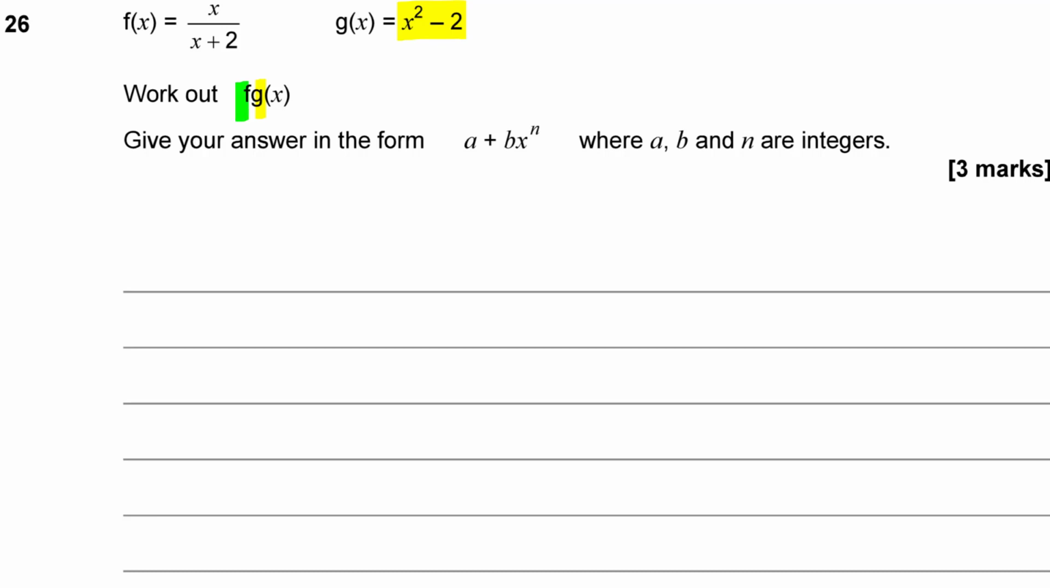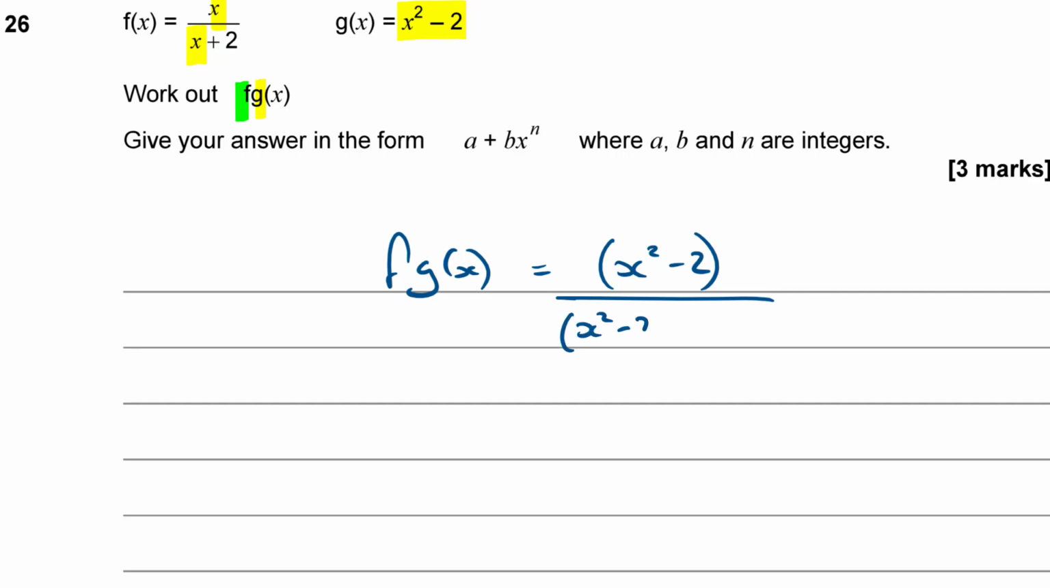Okay, it's going to go into f. So I'm going to rewrite this expression wherever I see x in this expression. Okay, so that's the plan anyway. So fg of x is going to be x, but this time I'm going to replace x with x squared minus 2. So writing x squared minus 2 where the x used to be, divided by, I've got another x down there, so I've got another x squared minus 2 plus 2, because that was there before. Okay, so just removing the brackets.